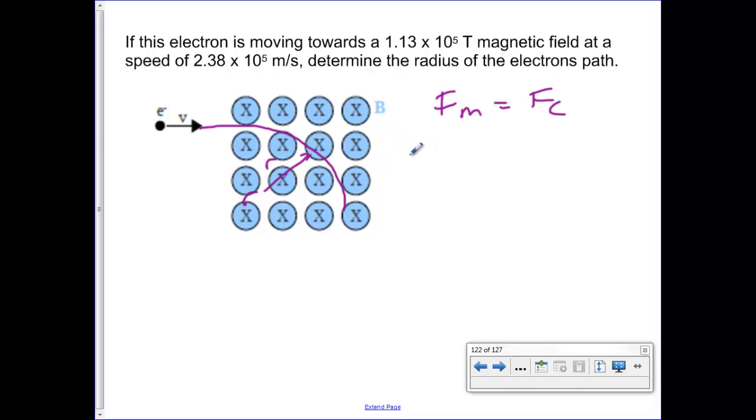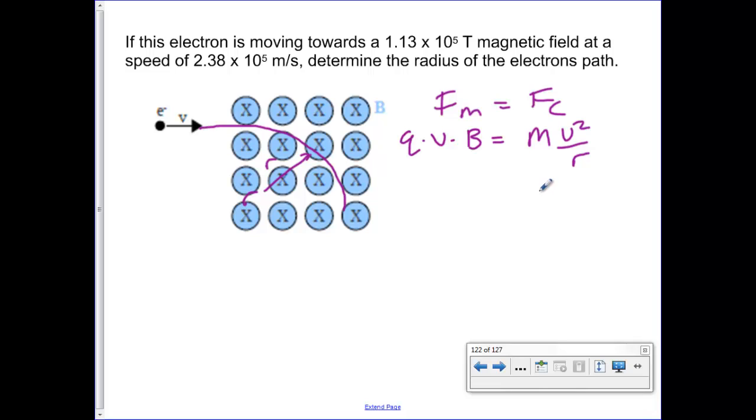What's the formula for magnetic force then? Well, is this a wire or a charge? Okay, so that'll be Q times V times B. And then what's the formula for centripetal force? It'll be mass times V squared over R. Does that sound familiar, the whole mV squared over R thing?